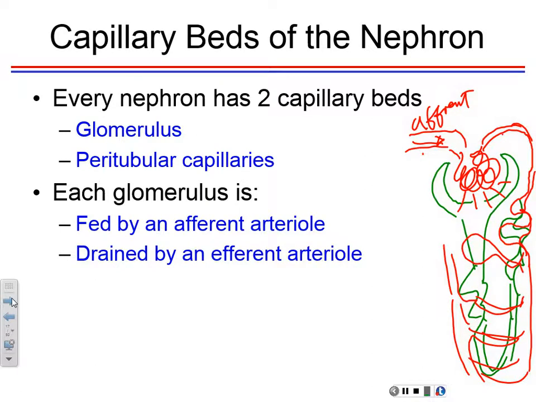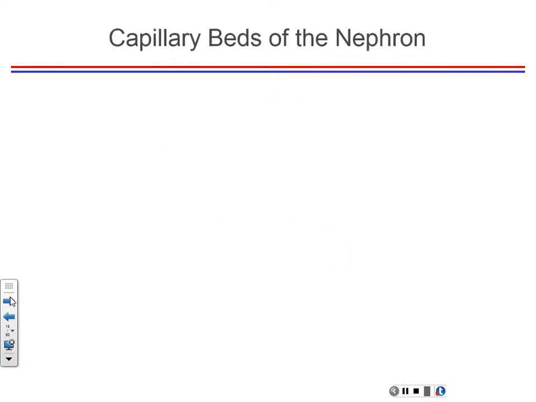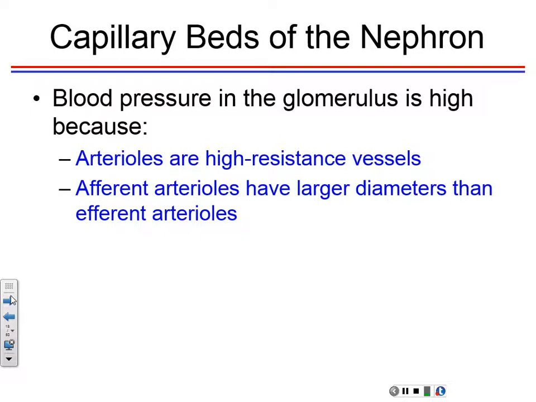You have problems with that, it was in the module as well. But I want you to note the differential between the afferent and the efferent arteriole. It creates pressure that allows the filtration to happen. Very good. Your blood pressure in the glomerulus is high because the arterioles are high resistance vessels, especially since the efferent arteriole is much smaller. The smaller the diameter, the higher the resistance.